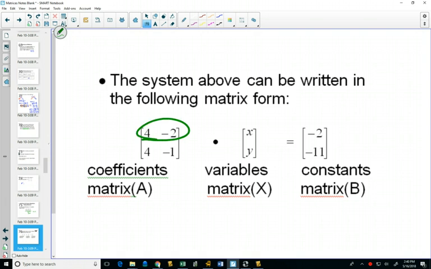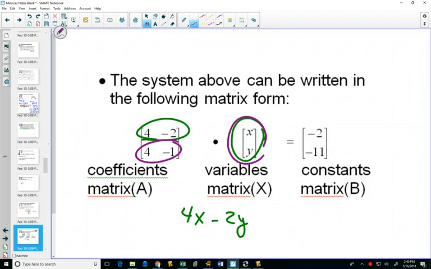If in green I do this by this, what will I get? I will get 4x minus 2y. That's matrix multiplication. Multiply them, add them. And if I would do this times this, I would get 4x minus y. And if the green ones were equal to minus 2, and the purple ones were equal to negative 11, that's my system of equations. So I've taken my system of equations and turned it into a matrix multiplication equation.